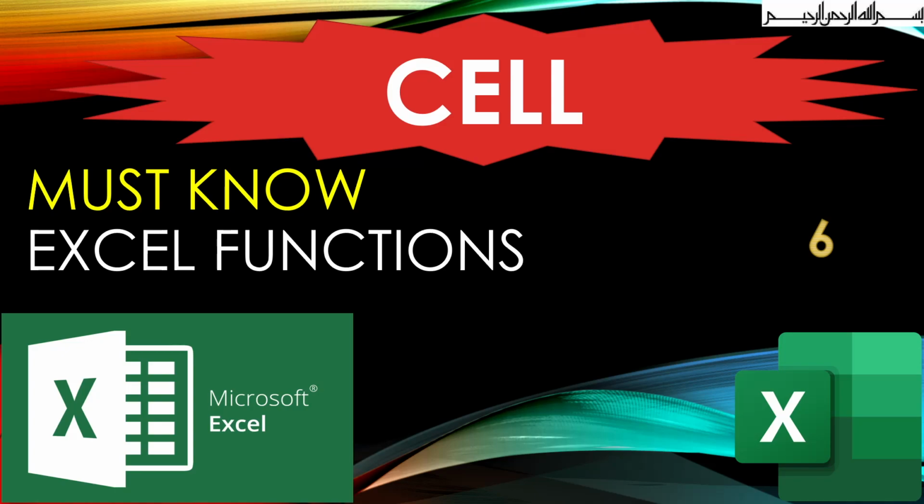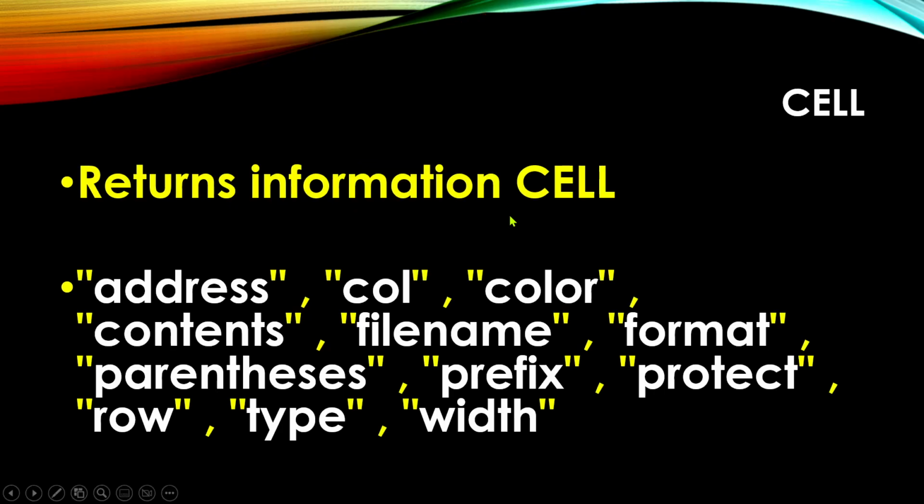Our next function is CELL. Believe me, this is a very important and powerful function. The CELL function returns information about the address of a cell, its column number, color, contents, file name, format, parentheses, prefix, protection value, row, type, and width.